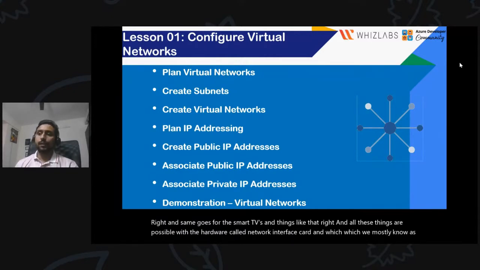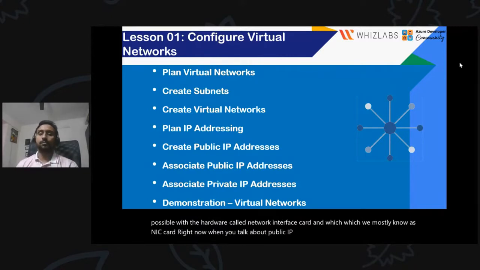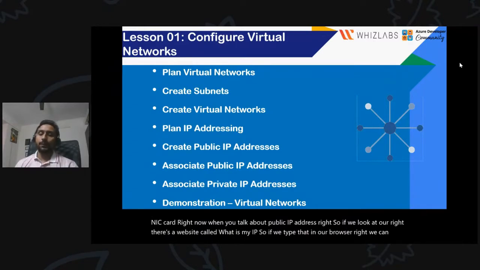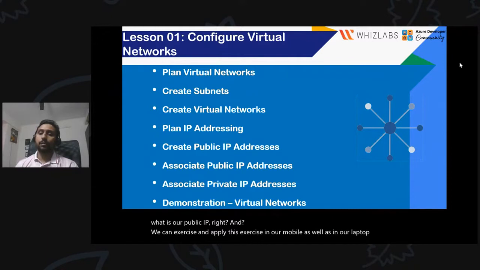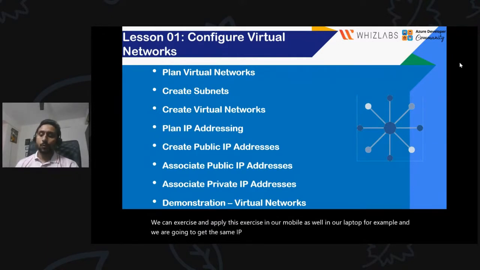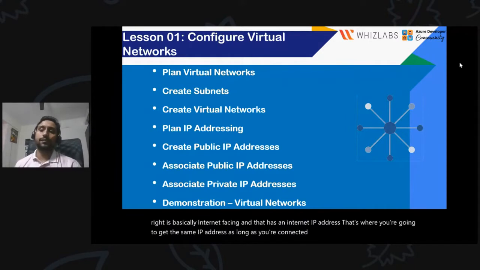Now when you talk about a public IP address, there's a website called what is my IP. If we type that in our browser, we can see what our public IP is. We can apply this exercise on our mobile as well as on our laptop, and we are going to get the same IP address. The reason is that only my router, which is my exit node, is internet facing and has an internet IP address. That's why you get the same IP address as long as you're connected to a single Wi-Fi.